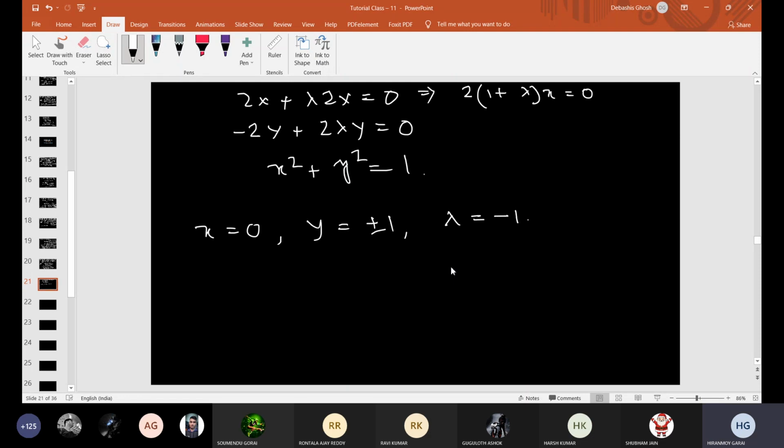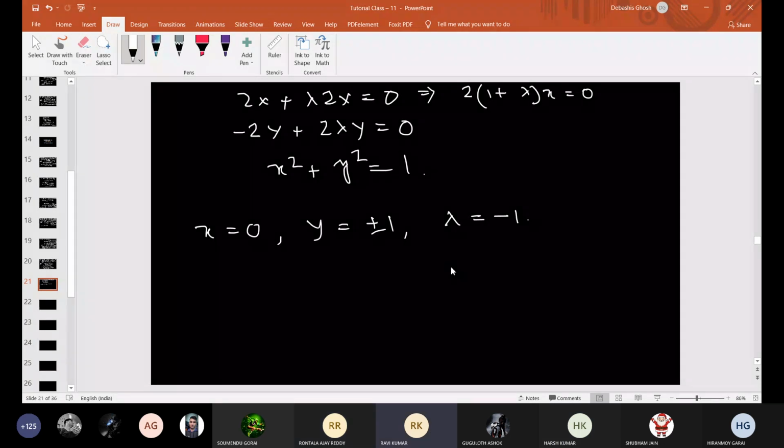Okay. So if you consider lambda equals minus 1, that comes to minus 2y minus 2y. So I am wrong, lambda comes to plus 1. Y is plus minus 1, but sir, after plugging into equation 2, that is minus 2y plus 2 lambda y, the y will come as minus 1, so plus 1 will get omitted. Lambda is plus 1. Yes, sir.